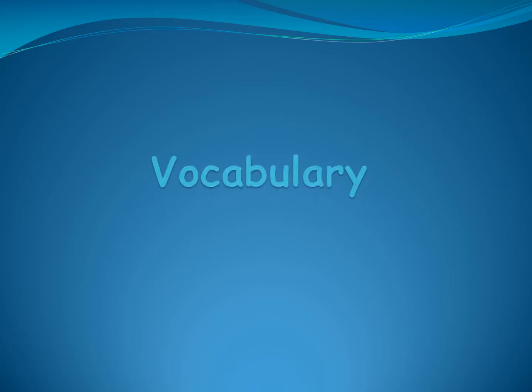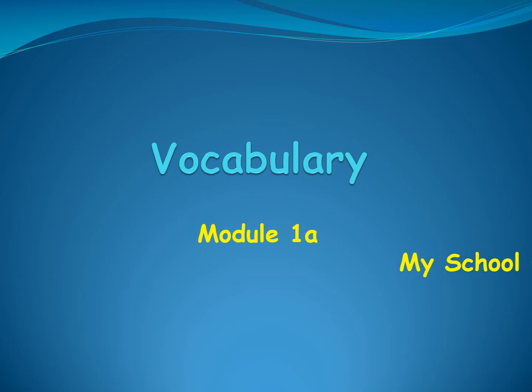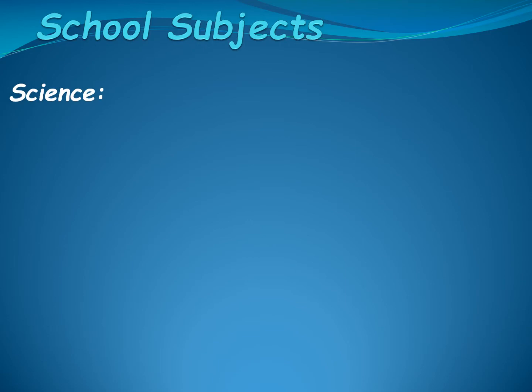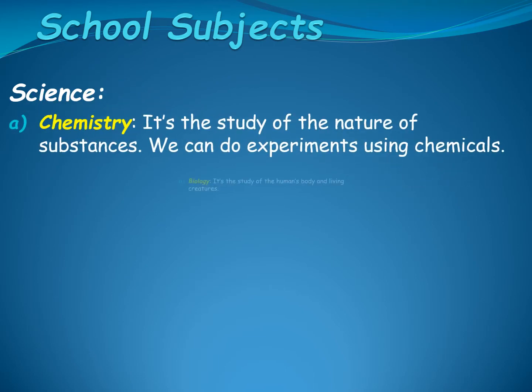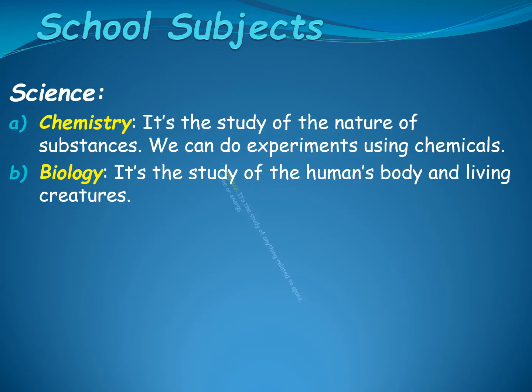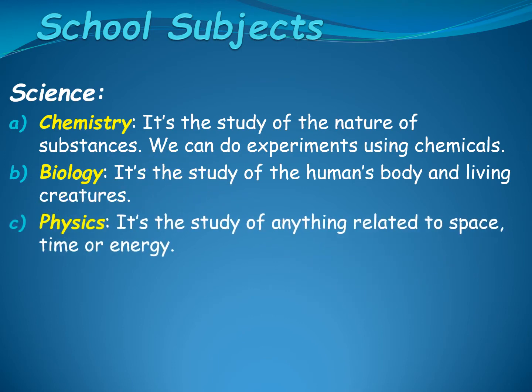Now let's get introduced to our new vocabulary in Module 1A, My School. And now when we talk about my school, let's start with our school subjects, okay? One of the main school subjects is science, and it's got 3 branches, which are chemistry, biology, and physics. For chemistry, it's the study of the nature of substances.